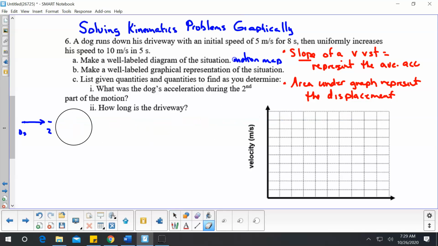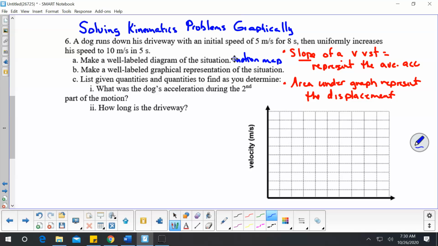So I'm going to get rid of this because we're going to show you how to solve this graphically. The next thing is to make a graphical representation of this. I'm going to say this is 5 meters per second and this is 10, and I'm going to go by 2-second intervals. It was constant, and then it increased up to 10 for the next 5 seconds, so that was to 13 seconds. It looks like this. Okay, so I did the graphical representation of the motion.